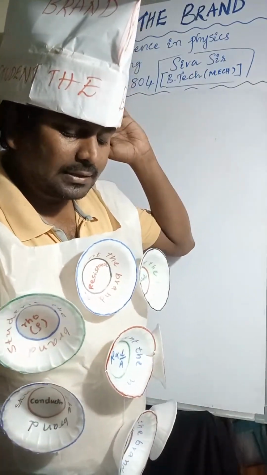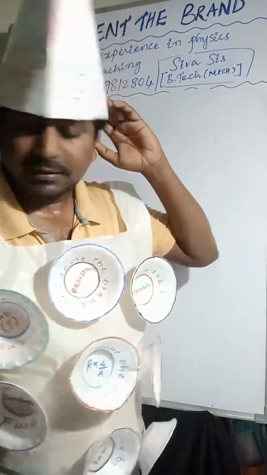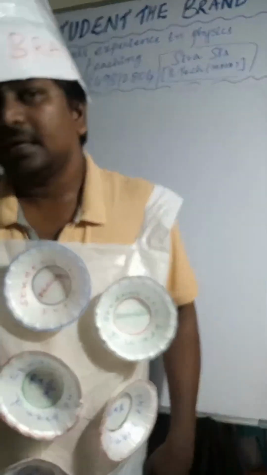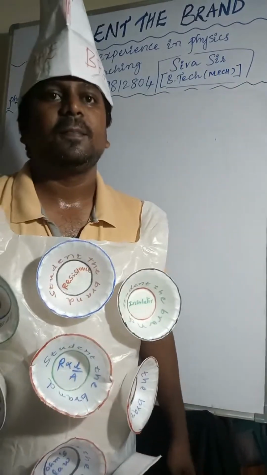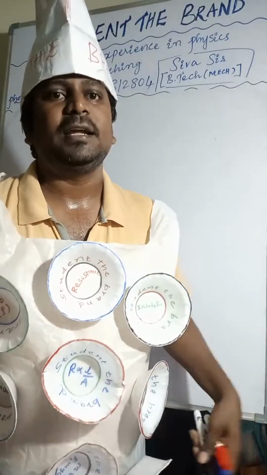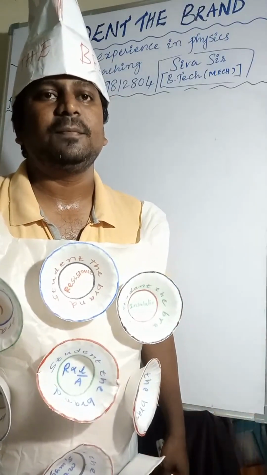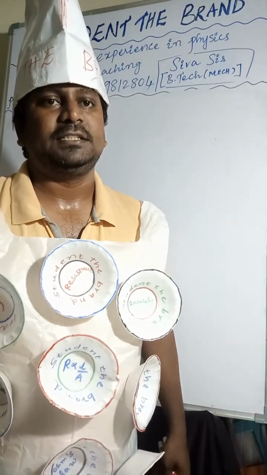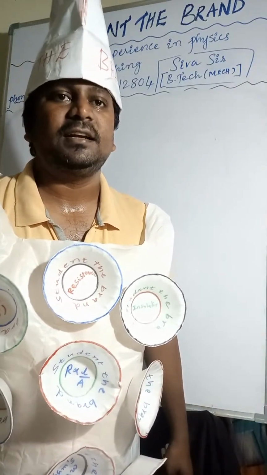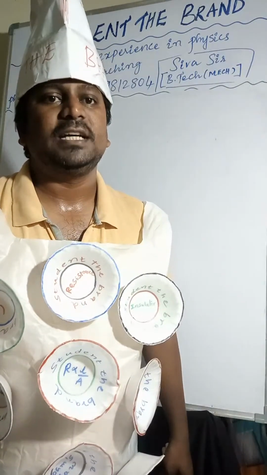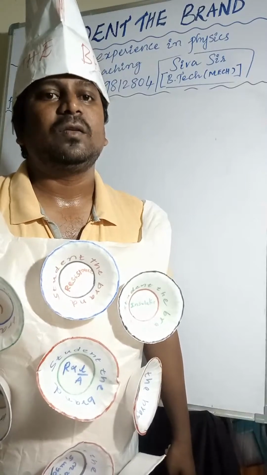Now we'll discuss current. If you are taking current, I am considering it equal to Q by T: I equal to Q by T, the rate of flow of charge.